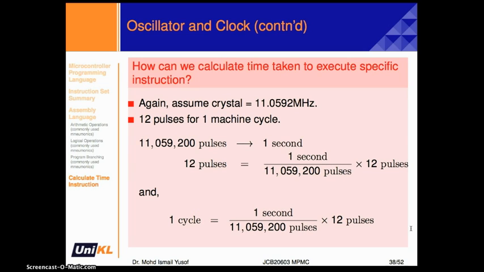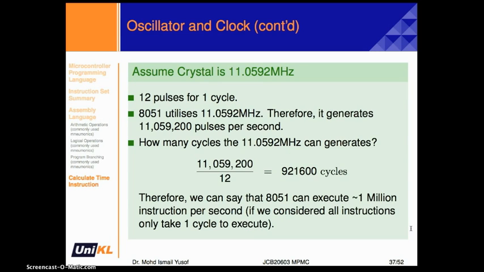Just now we calculated that 11.0592 megahertz can generate nearly 1 million instructions per second. So in 1 second it can execute nearly 1 million instructions.